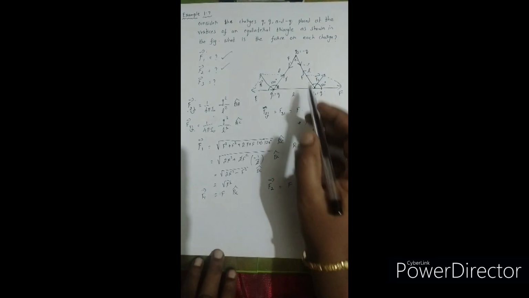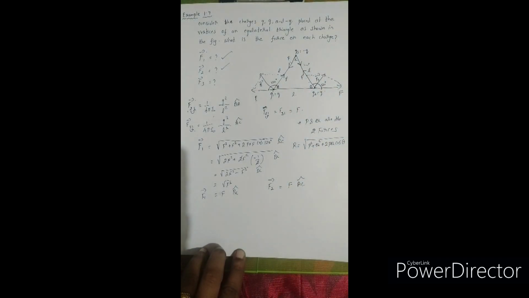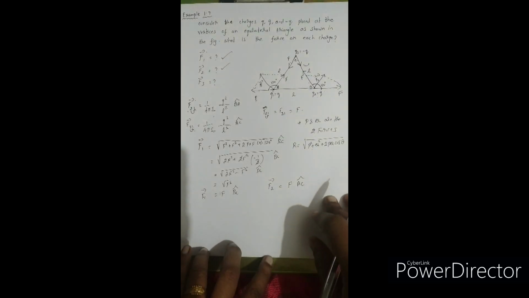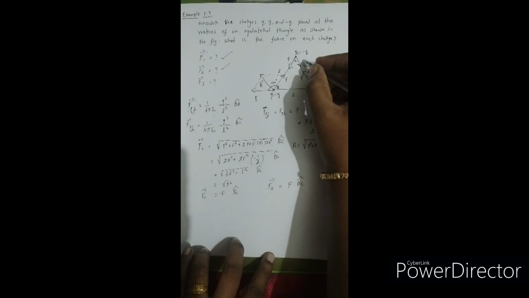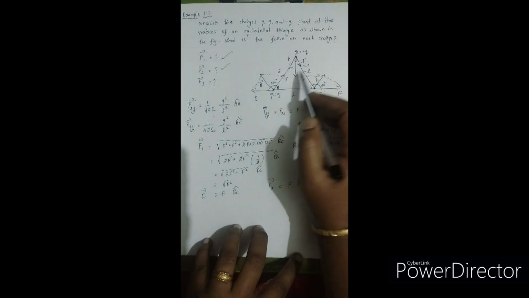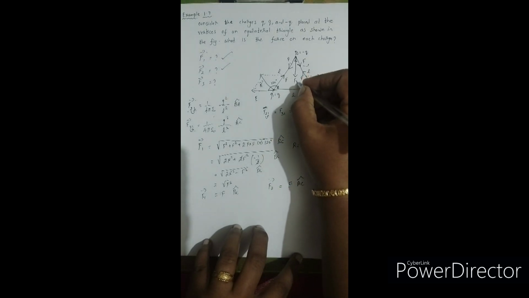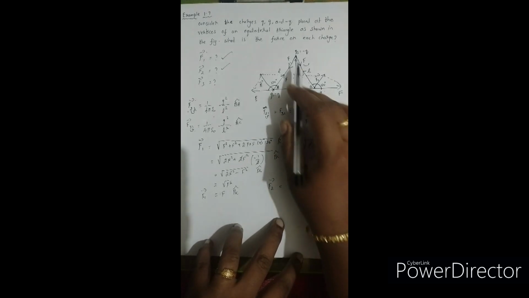Now, what is this whole angle? You know that this whole angle will be equal to 60 degrees. Now, the resultant of this force and this force is going to be along this direction. The resultant of these two forces will be along this direction. So this is your F3 vector. Now we have found the direction of F3.